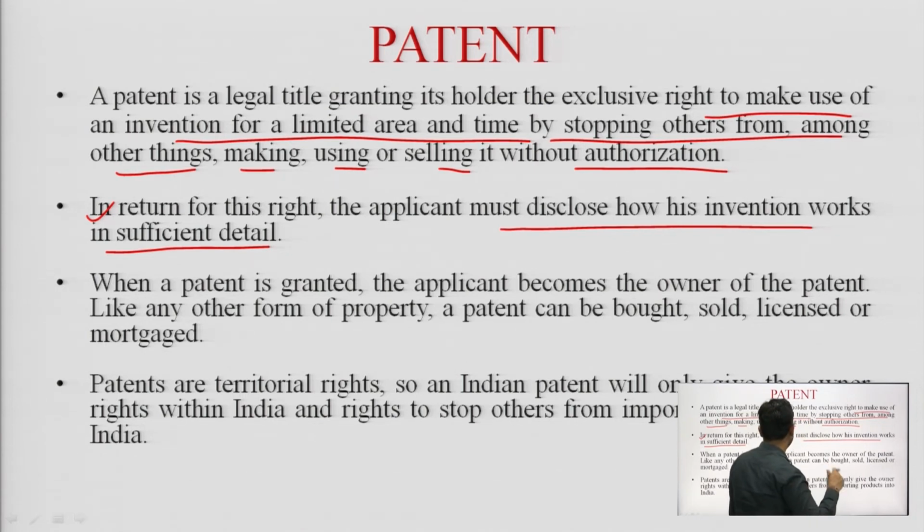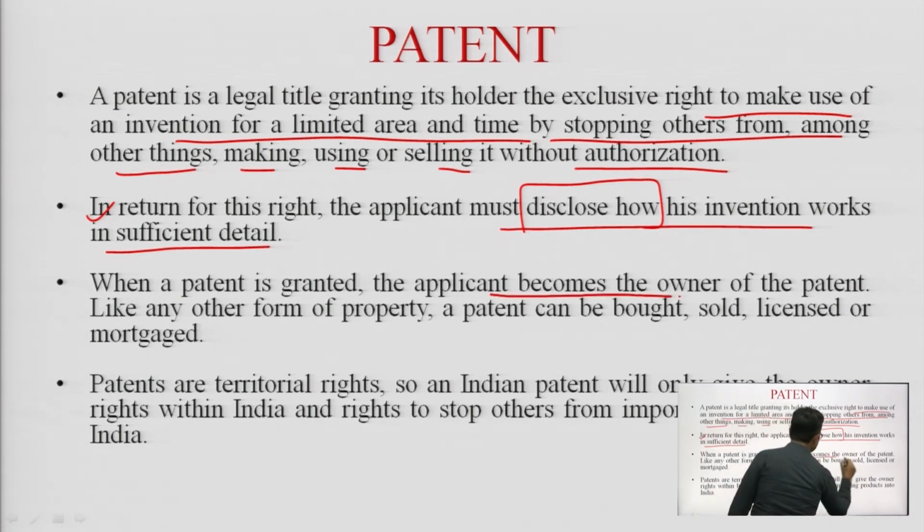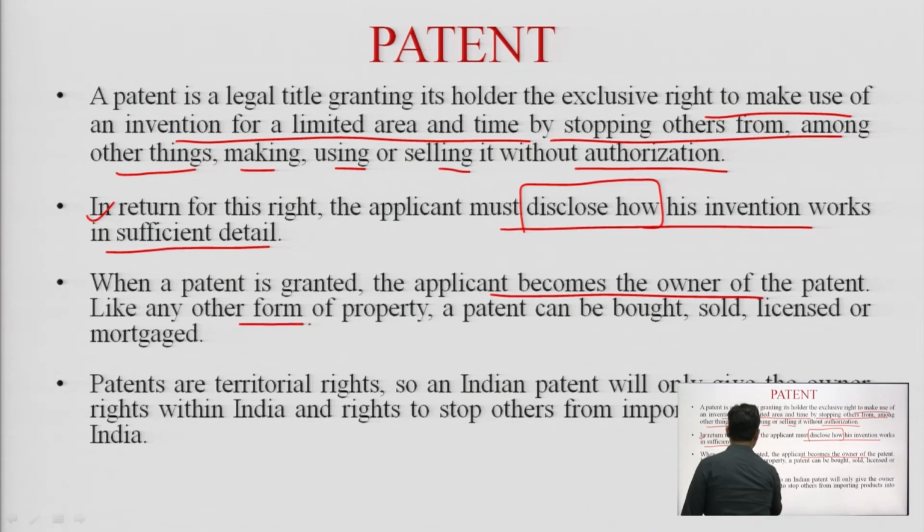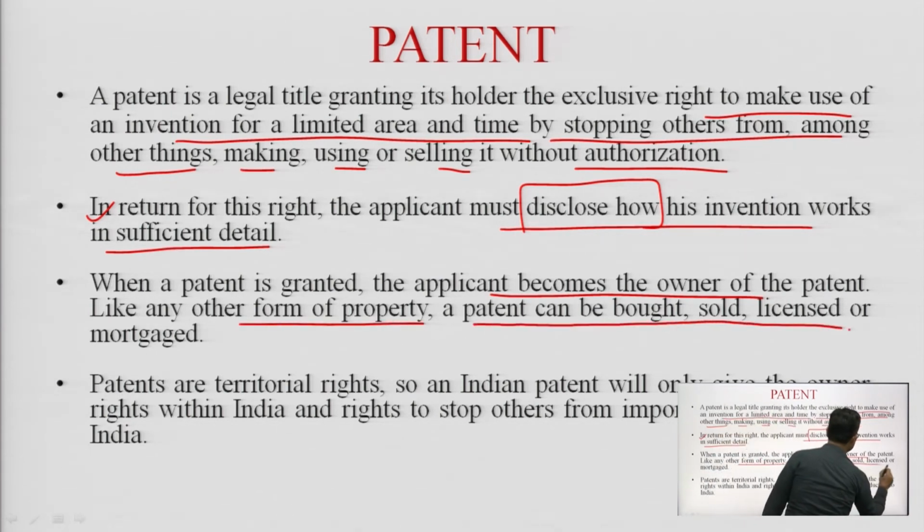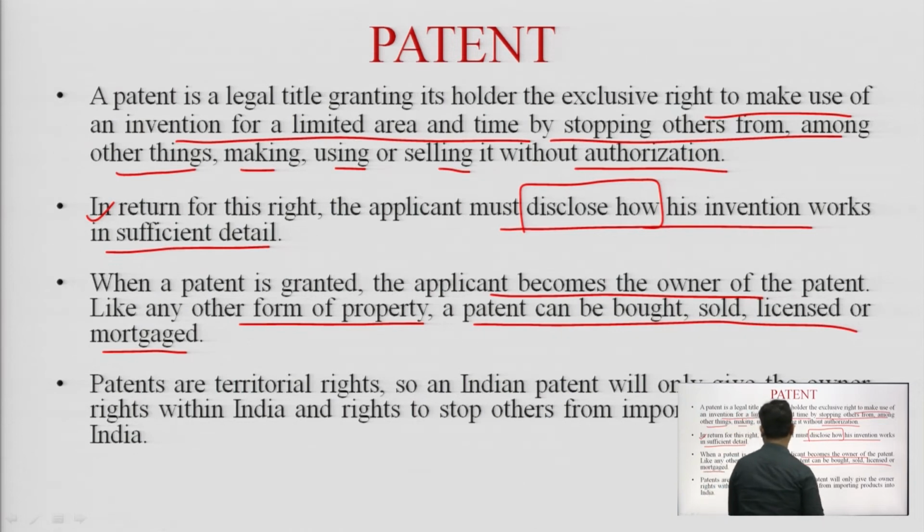If I have taken these rights from the government to manufacture and distribute, then in turn the government will ask you to provide a complete disclosure. You have to disclose all your information about the invention, okay. When the patent is granted, the applicant becomes the owner of the patent. Like any other form of property, a patent can be bought, sold, licensed or mortgaged. Okay. So I become the owner if I have a patent, but I have the choice: I can sell that property, I can buy from someone, I can give it on license or give it in mortgage.